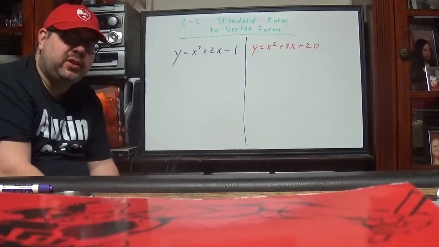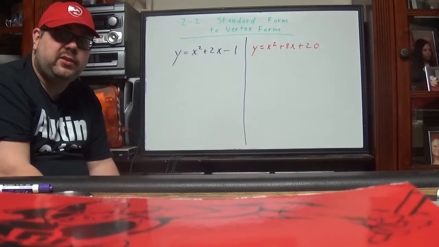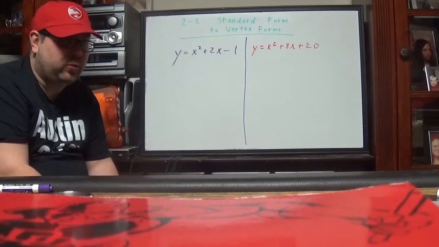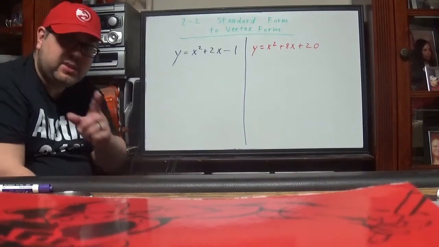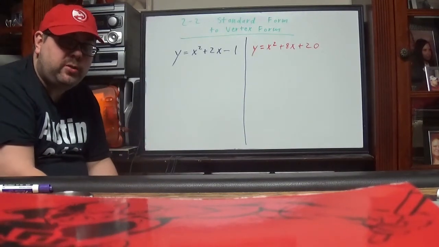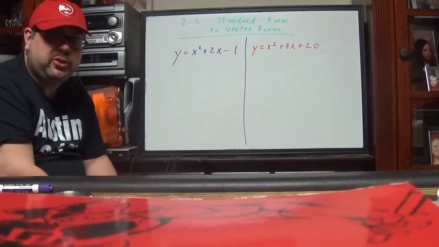Hey, this is Mr. Coker with Algebra Lesson 2.2, changing a quadratic equation from standard form to vertex form. I'll start with this equation. By the way, this is only going to be when a equals 1. Cases where a is greater than 1 will not be addressed in this video.